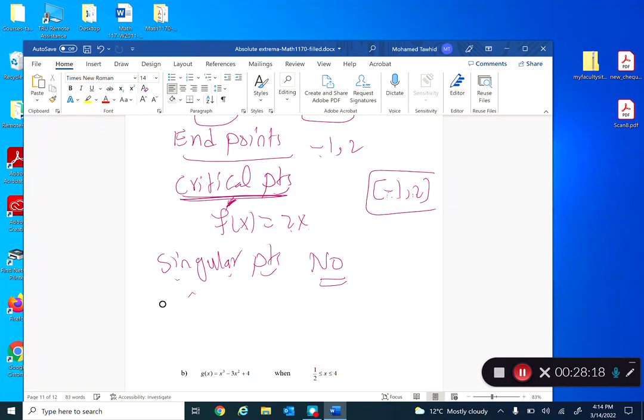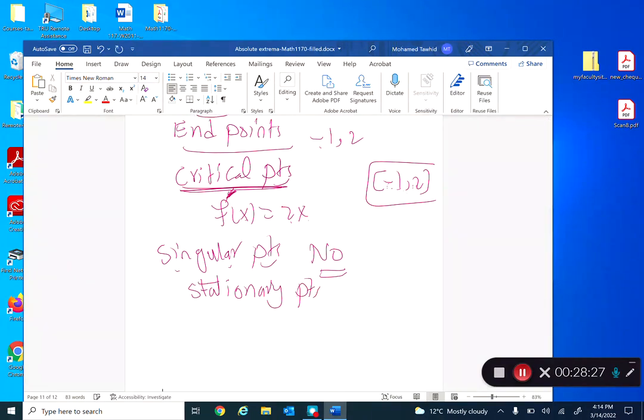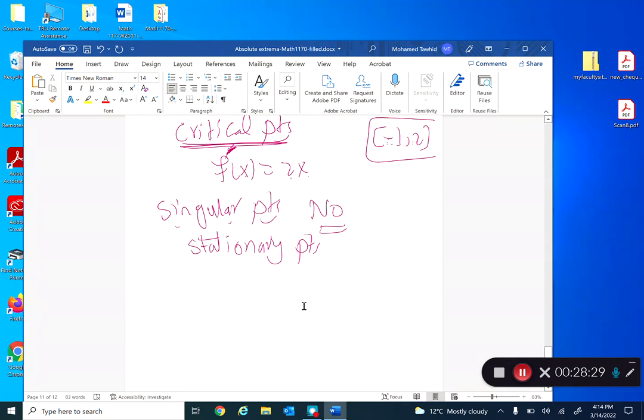So now I have to go for a stationary point. How to get a stationary point? A stationary point is where your derivative is 0. Right, so I have to set your derivative to 0. So f prime equals 0, that is your stationary point. So you have 2x equals 0.